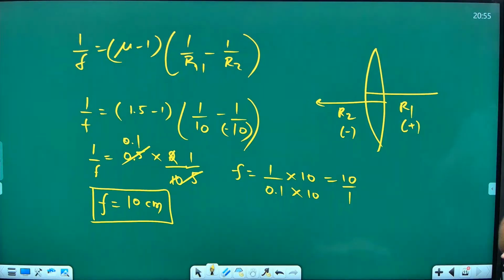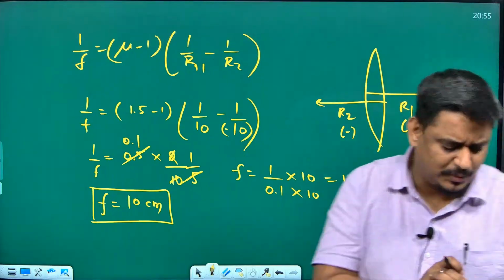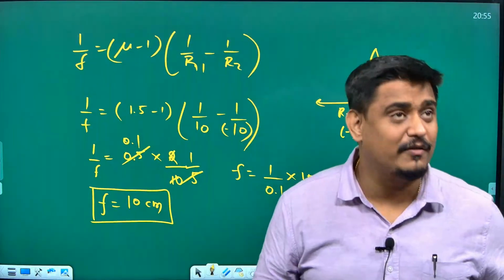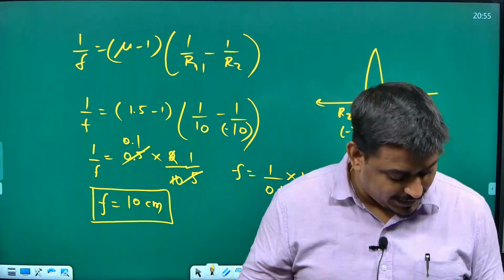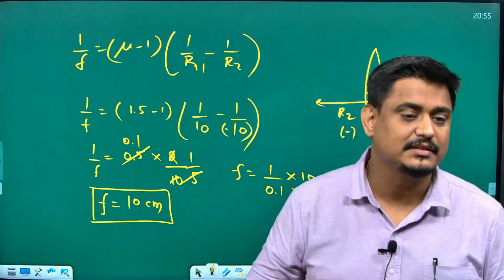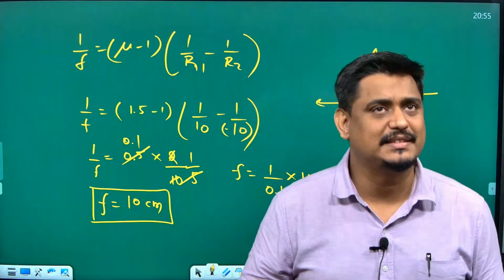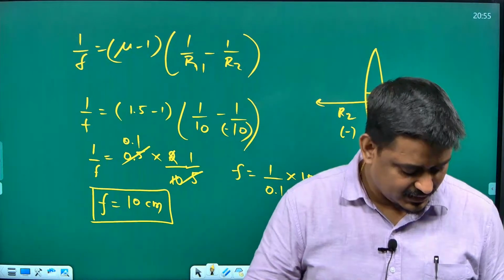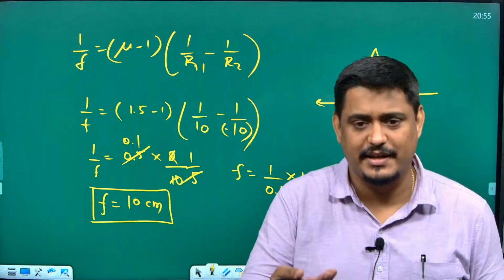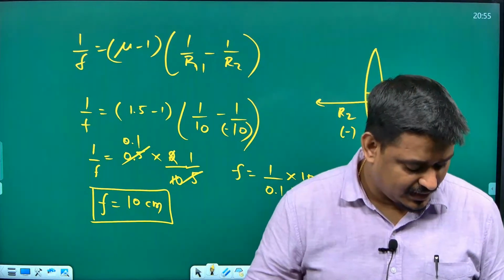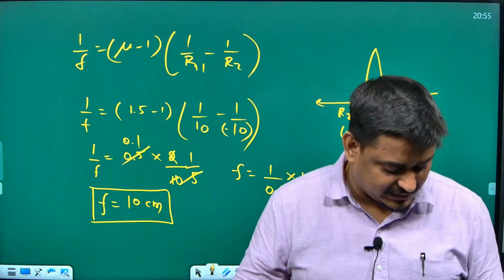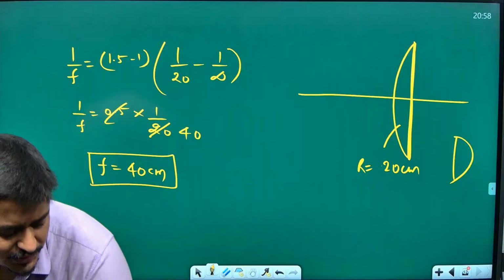If this question is clear, take another question before we wind off the class. One more question please. For a plano-convex lens, if R, the radius of curvature, is 20 centimeter and refractive index is 1.5. Understood this?